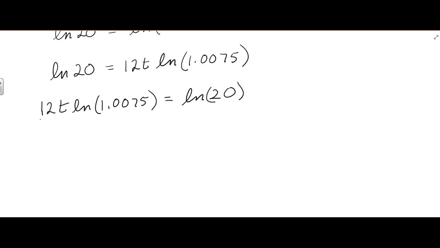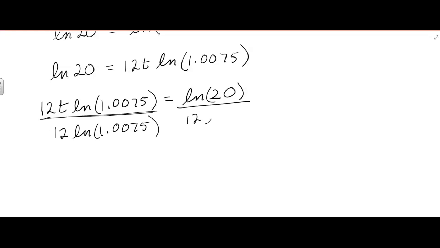I'm going to need it when I put it in a calculator anyway. Okay, now remember the 12 is just a number and the natural log of 1.0075 is just a number. So we are going to divide by both of them because we're trying to get t by itself. Okay, so the 12s cancel. The natural log of 1.0075, those cancel. And so I have t equals.